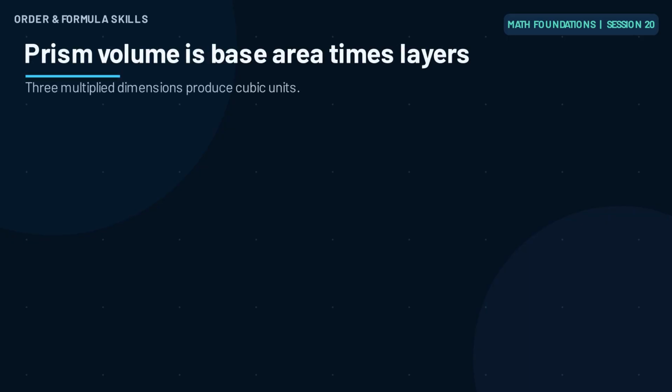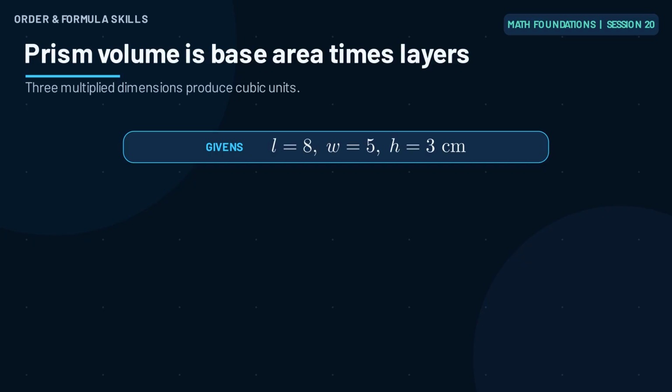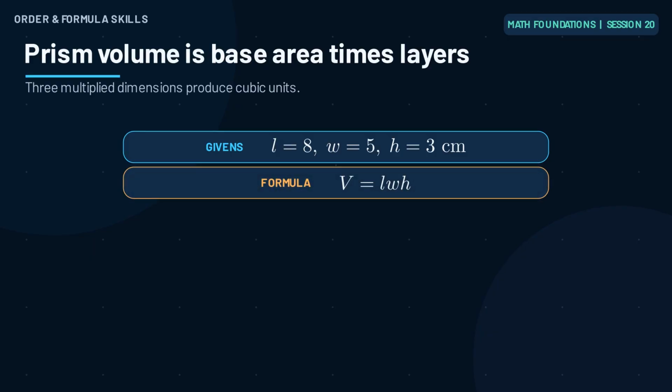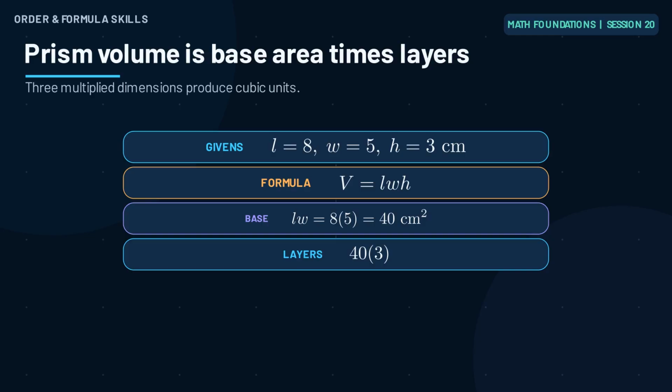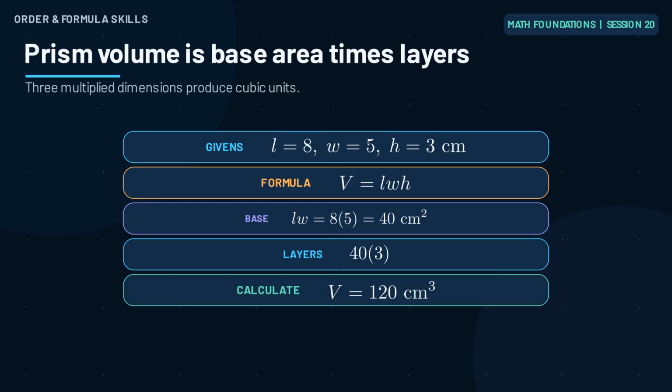A rectangular prism's volume is the area of its base repeated through its height. Use length 8 centimeters, width 5 centimeters, and height 3 centimeters. Volume equals length times width times height. The base area is 8 times 5, or 40 square centimeters. 3 layers of 40 give 120. The volume is 120 cubic centimeters.